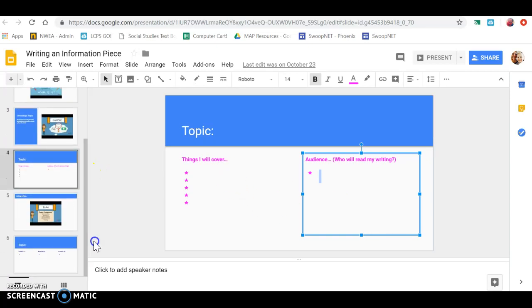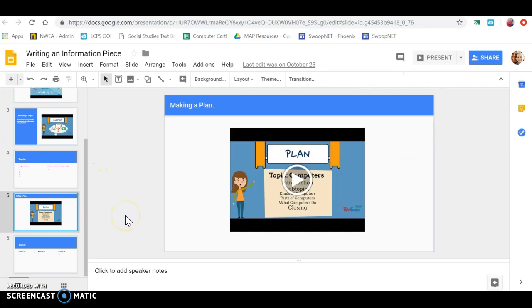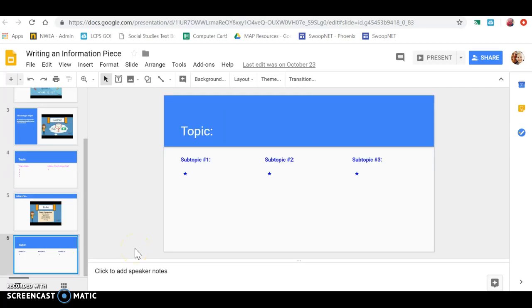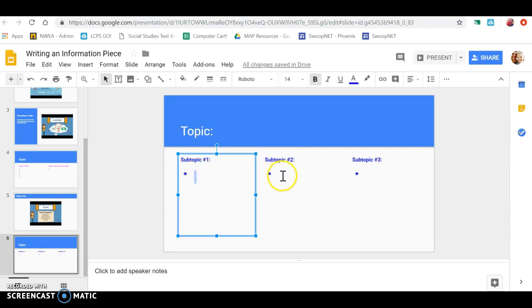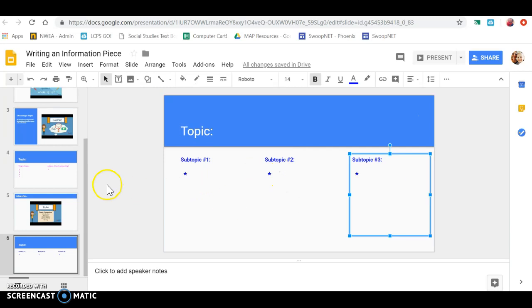Moving down, they have another short video to watch, and it's about making a plan. And then they have another slide where they are planning out what their subtopics are going to be for their topic. So again, they just click in here, they can type their topic, and then they explain their subtopic number 1, subtopic number 2, subtopic number 3. So that was all on the first day.